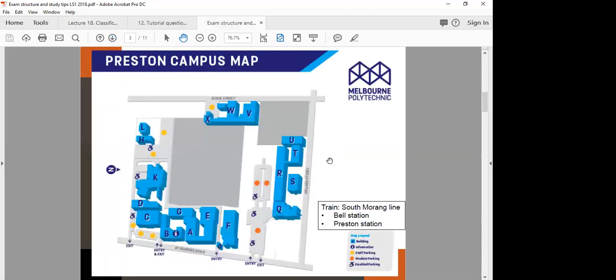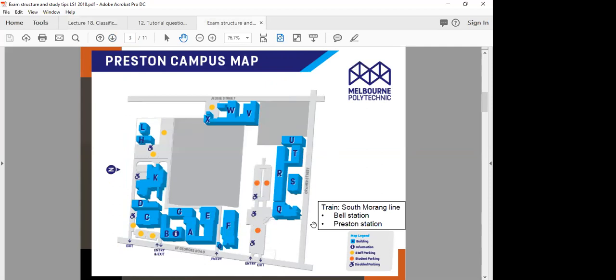All right, Preston campus map. For those students who've never been to the Preston campus, here's the main road here, St. George's Road. This is the student car park for those students that are driving. And then right next to the student car park, you'll see this fairly new building, Building F. So that's where you're headed to for all your exams. I believe all the exams are being held in Building F.